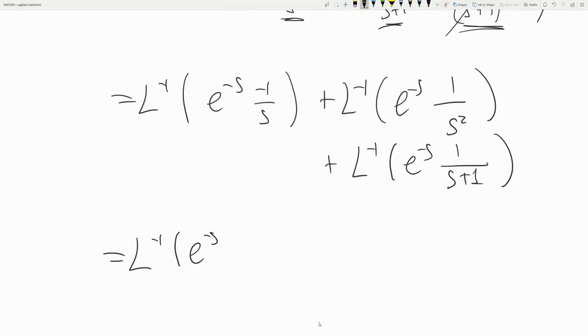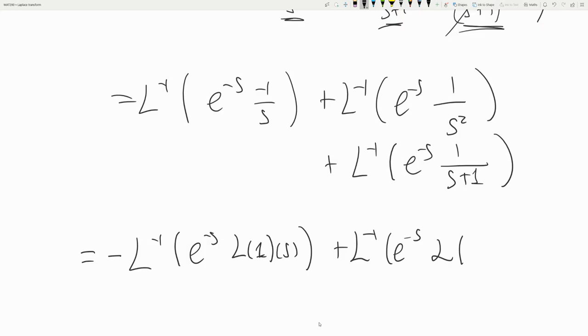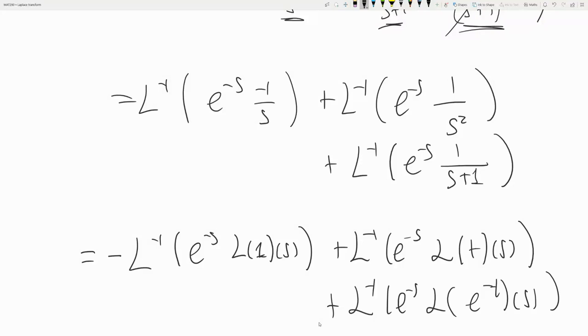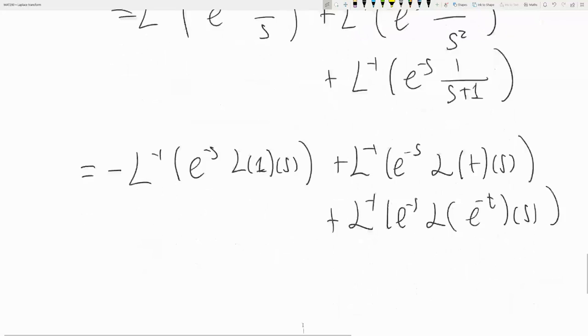So this is e to the minus s. Let me put the minus inside. Laplace transform of 1. Okay, minus s. Laplace transform of t, right? And then Laplace transform of exponential. Okay, so minus t. All right.